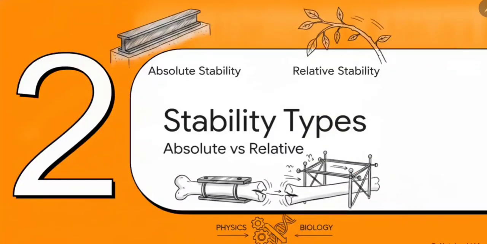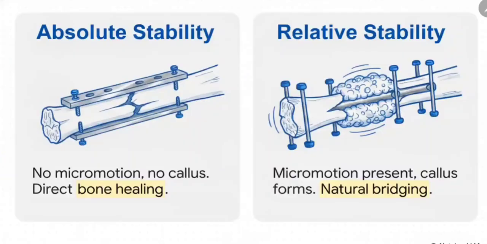Step 2, absolute versus relative stability. This is where physics meets biology. On one hand, we have absolute stability. This means zero movement at the fracture site. No micromotion, no callus formation, just direct bone-to-bone healing. It's exactly what you want for perfect rigid alignment.